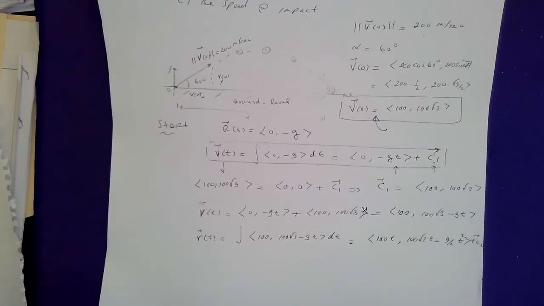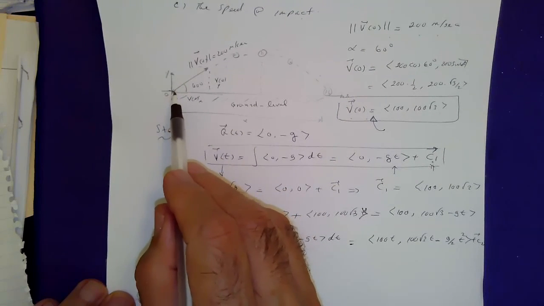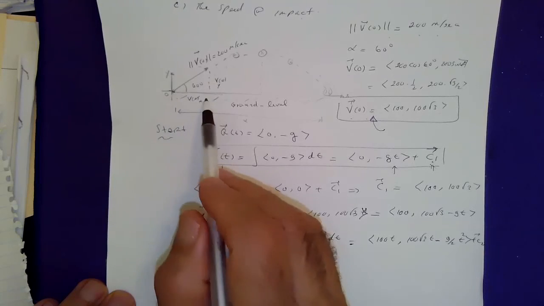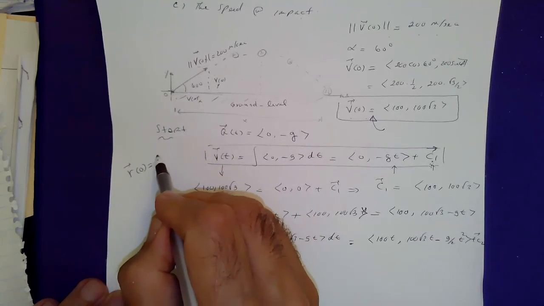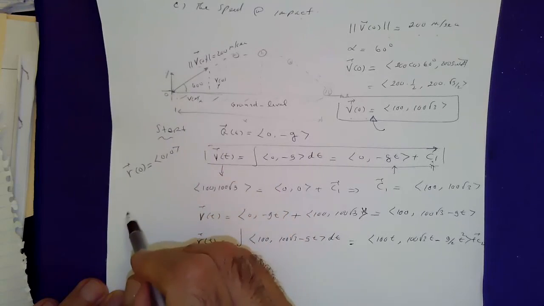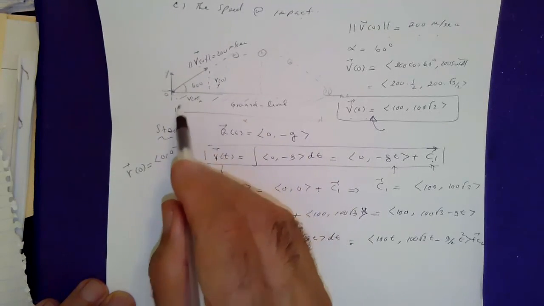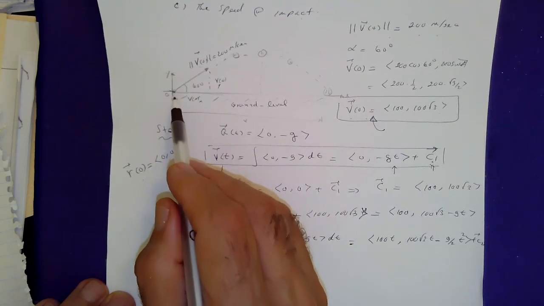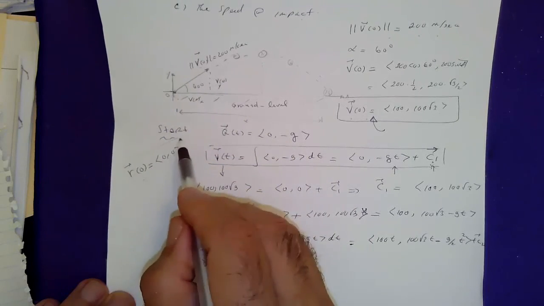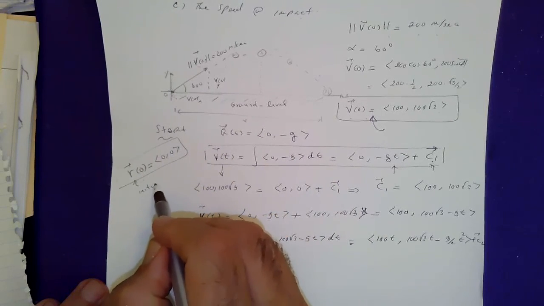What is c2? Well, the projectile was performed at the ground level. So that means r of 0 is equal to 0, 0. Why? Because the projectile was performed on the ground. At time 0, the mass was on the ground. So here is one more condition. In other words, this is called the initial position.